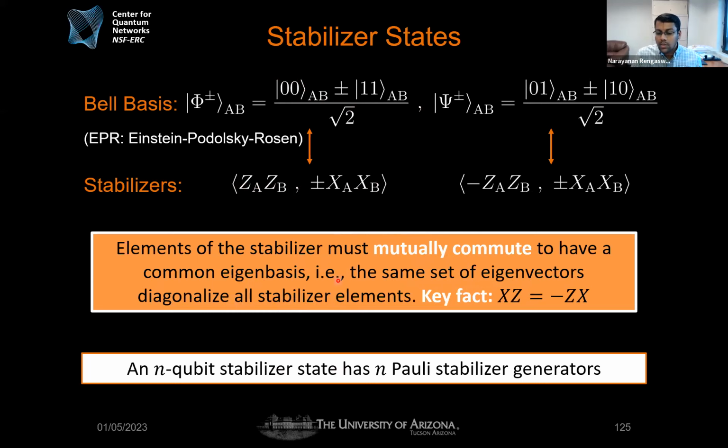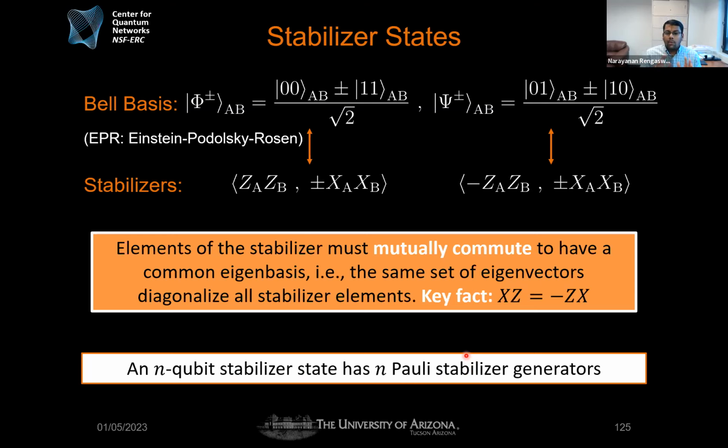So you can generalize this. This was for 2-qubit states, but for n-qubit stabilizer states, you will have n Pauli stabilizer generators, meaning n independent generators, but you can always take combinations of them. So you will overall have 2 to the n Pauli stabilizers. So this is a very important slide. Let's take a moment to make sure that this sinks in.